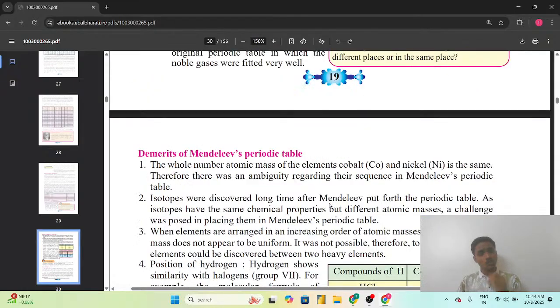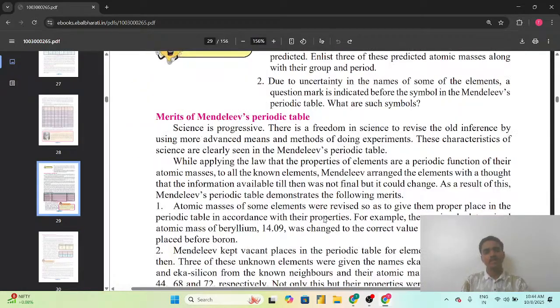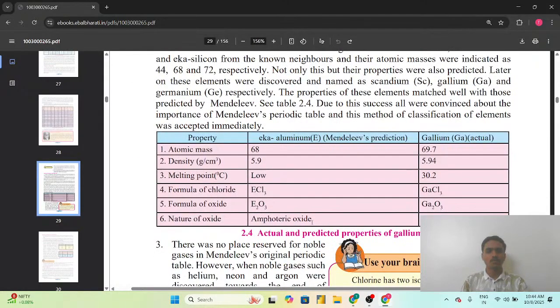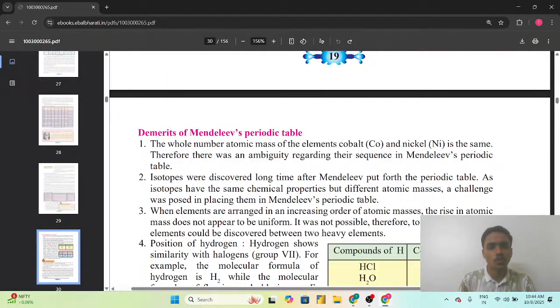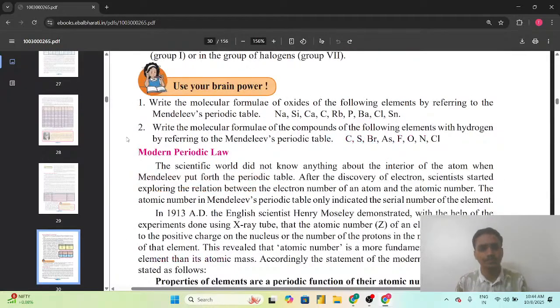So these were the merits and the demerits of Mendeleev's periodic table, and these are extremely important that we should know, because many times it gets asked in the exams also. So we have to remember this also.